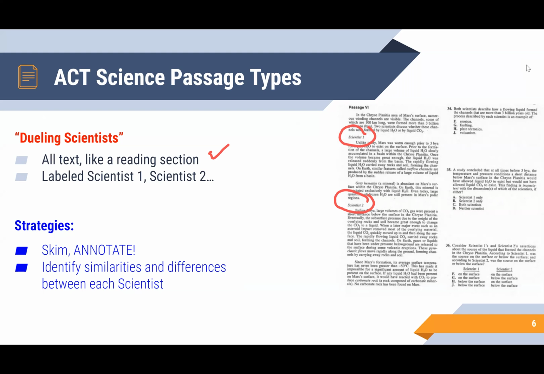Skim these, and I would still go straight to the questions. One hot tip here is that the same info is going to be in the same area. So the first paragraph of scientist 1 is going to have similar info to scientist 2's first paragraph. And then the second paragraph will have similar info for both scientists. So if you're trying to compare the two, they're going to be in similar areas of the passages.